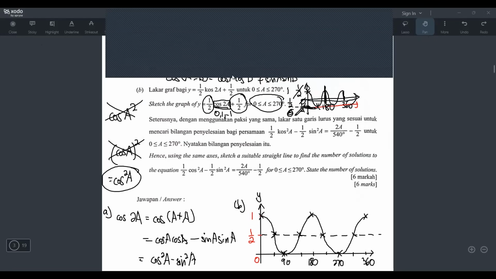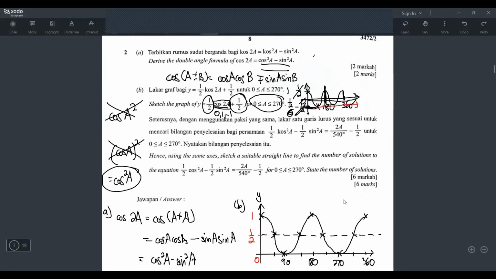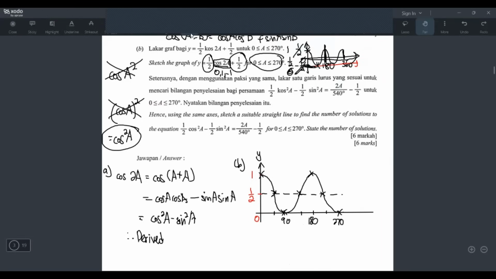Okay, let's take out my eraser and then we erase until 270, right? This one all have to erase. This one also have to erase, right? So that's the answer. Yep, this is the answer. Okay, let's label nicely. This one is x. And then don't forget the equation also is y equals 1/2 cos 2a plus 1/2.